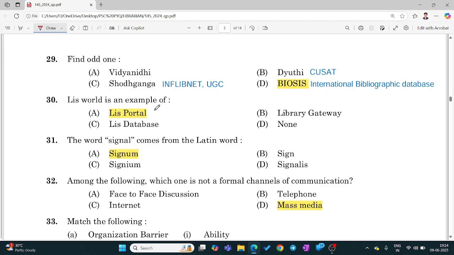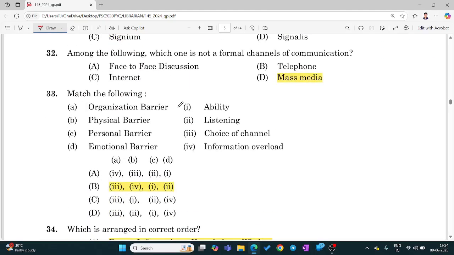LISWOLD is an example of LIS portal. The word signal comes from the Latin word signum. Among the following, which one is not a formal channel of communication? Mass media ആണ് formal channel of communication അല്ലാത്തത്.